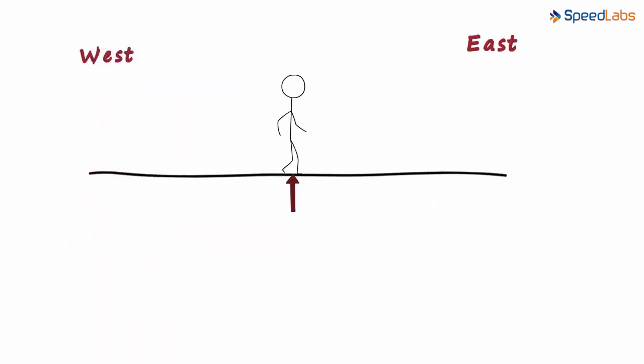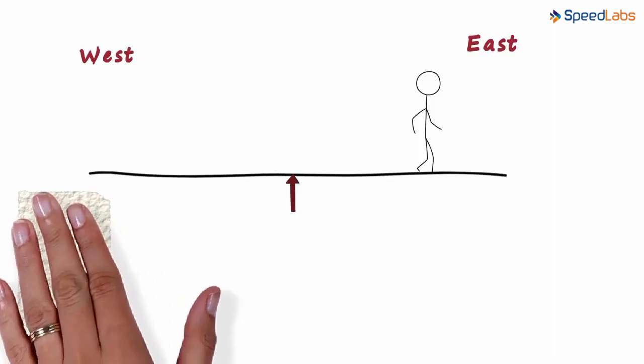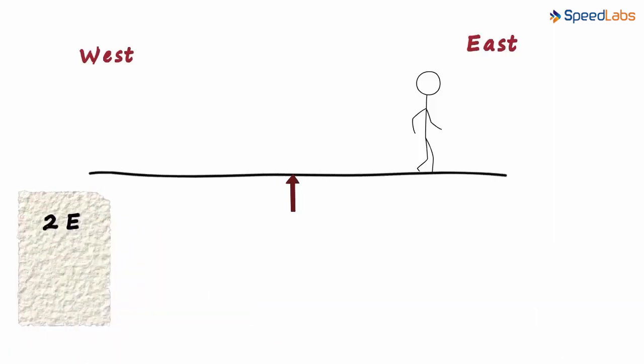Also assume that you're in a mood to walk. In some serious mood to walk. You're all set to go. First, you walk 2 kilometers to the east. Let's note it down on a rough paper. 2 kilometers to the east.